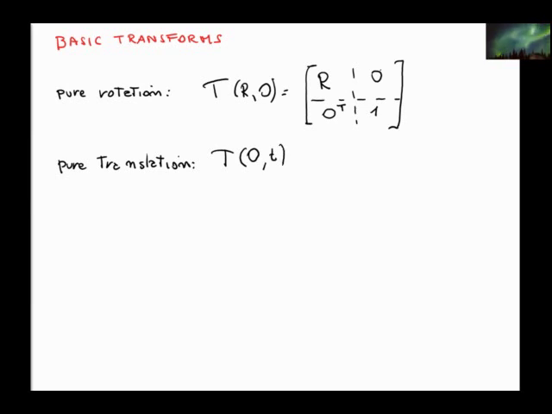And for the translation part, this is a translation between origins. What do you get? The identity matrix, because we don't have rotation. Then the translation on the right, and the same on the bottom. Okay, very good. So we have these two basic transformations in these two cases.